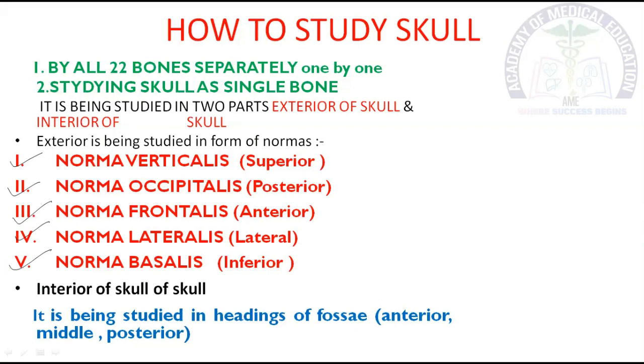Norma verticalis means the superior view of the skull. Norma occipitalis is the posterior view. Norma frontalis is the anterior view, whereas norma lateralis is the lateral view, and norma basalis is the inferior view of the skull. Actually, these normas are studied to understand which part has how many bones and how many sutures in that specific norma.